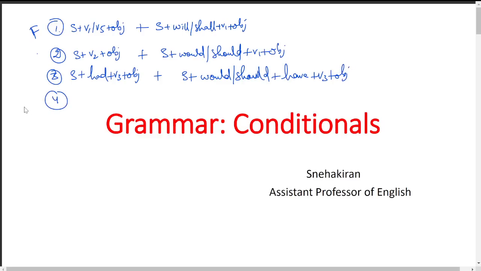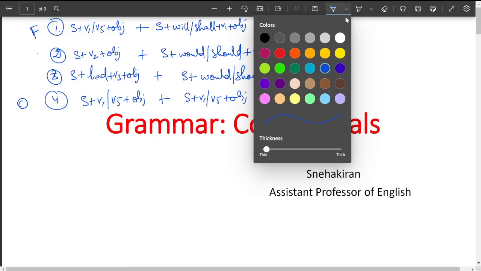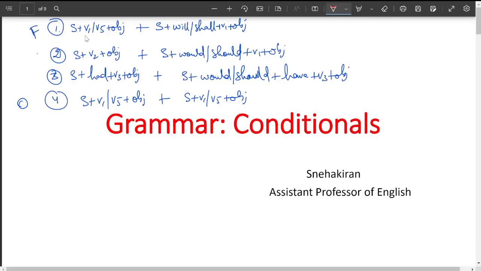Next, the fourth one is called the zero condition. Zero condition carries only one tense. The tense is simple present tense on the two sides. So subject plus V1 or V5 plus object, the same tenses. If you don't even read the entire unit, if you remember only these four structures, then you can easily answer this. Now let me underline the important parts here.